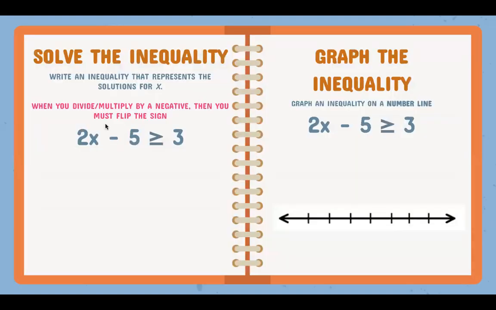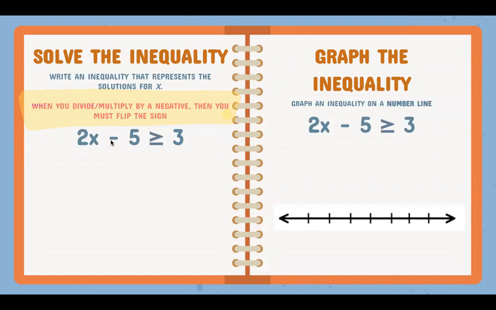So let's go ahead and solve this inequality. Now, here is a very important rule that you cannot forget, and please, if you need to write this down, go ahead and do it. When you divide or multiply by a negative, you must flip the sign. I don't think we're going to see an example of that on this problem, but we will in the next problem.